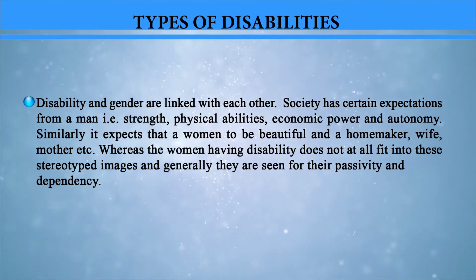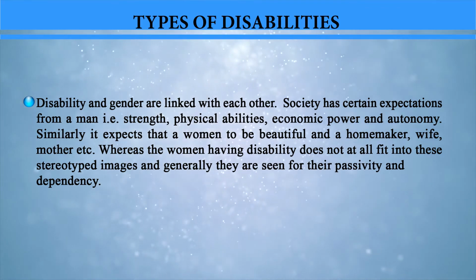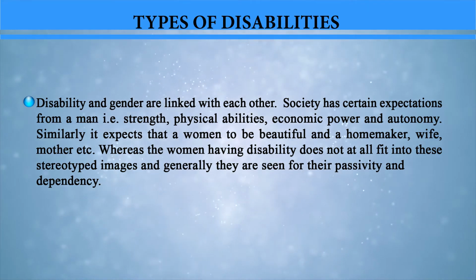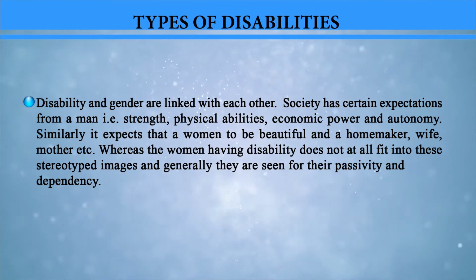Whereas the woman having disability does not fit at all into these stereotyped images, and generally they are seen for their passivity and dependency. So being a woman and having disability is a double burden on a woman. So basically, if we think about it from the gender perspective, it is treated as a disadvantaged position. Women with disability in society. Let's see how women with disabilities are seen in society.